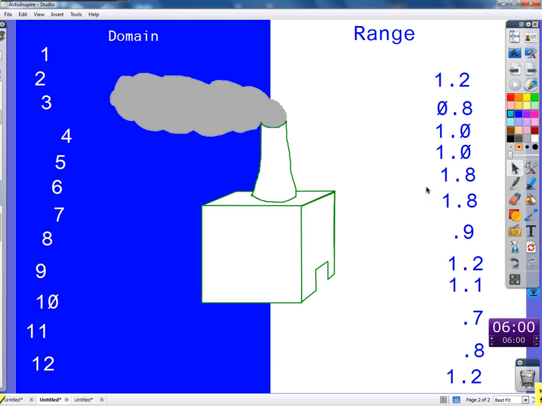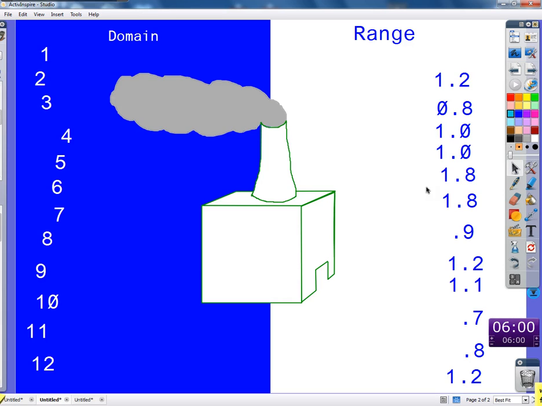Any thoughts as to why 1 relates to 1.2? What's relating the inputs to the outputs? I have a question. Yeah. Why are the zeros crossed out? Oh, it's just the font I used. Sometimes when people write their zeros, they put a line through it so that you know it's not an O. Oh, okay. So that line just makes sure you know it's a zero. Any ideas? Any guesses at all what the relationship could be?